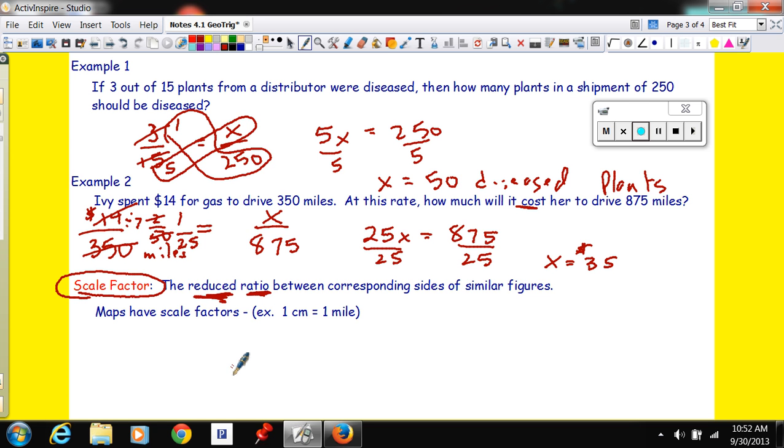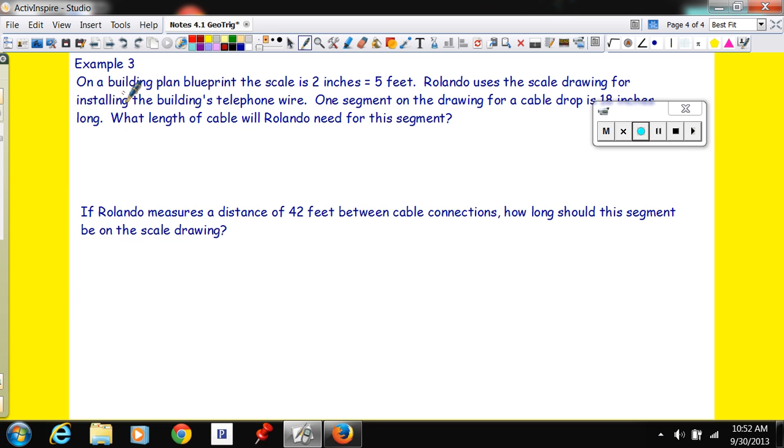There's 2 last examples that I want to use, and we want to use our scale factor on these last 2 examples. So let me go to my last couple examples. And it's talking about a building blueprint. Now, blueprints also have scale factors. The scale is 2 inches to 5 feet. So I'm going to write that down, 2 inches to 5 feet.